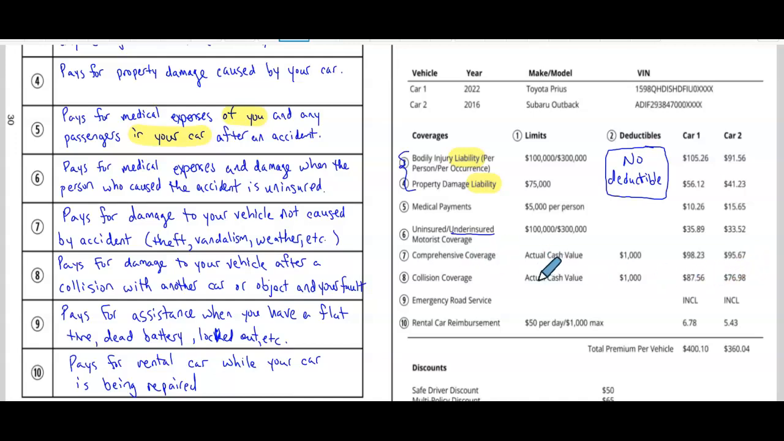Same thing with comprehensive. So you have to make those decisions based off of the value of your car and also how likely you are to get in an accident, but that's something that's kind of out of your control in a lot of cases. Okay, so that's everything about auto insurance that you need to know right now.